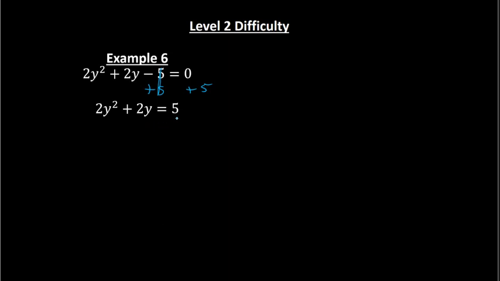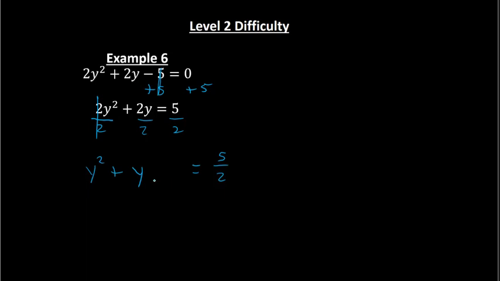Okay, and as I said, we want to make this y squared term into a 1 in the front. So to make that happen, I need to divide everything by 2. When I divide everything by 2, this becomes a 1y squared. This becomes 1y. And this becomes 5 over 2 on the right side. So we see already that we have a fraction, which is going to make this difficult.